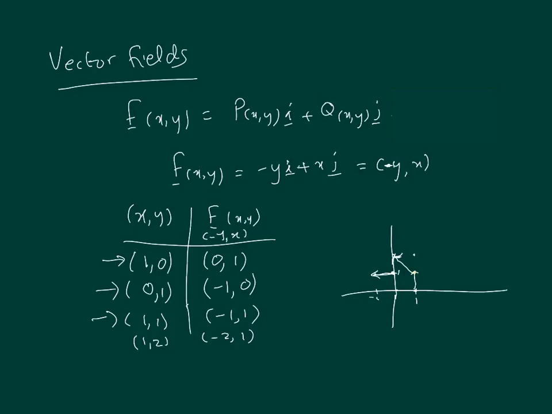Minus 2 in the x means 1 to the left, 2 to the left, and then 1 up. So that means it's going to be here. This is 2. This is 3. So it's going to be minus 1 and 1 here, and then up here. So that's the vector we're looking at.